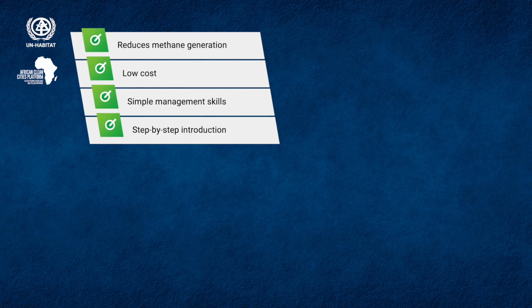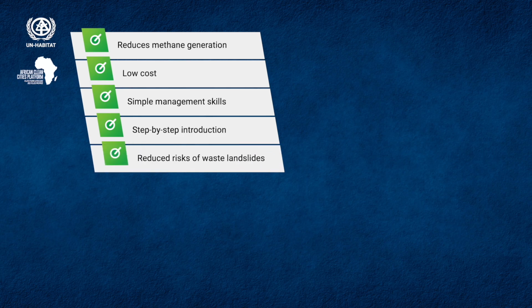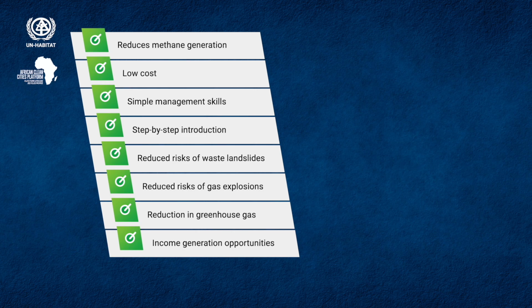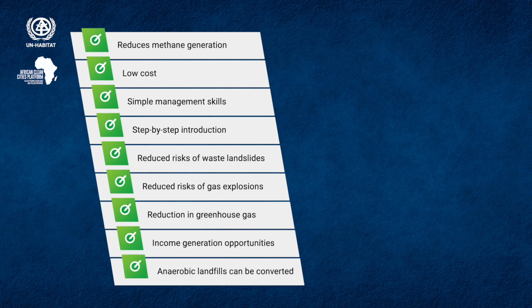It can minimize risks of waste landslides, methane gas explosions, greenhouse gas emissions, particularly methane, and air and water pollution. It can even create income generation opportunities for people at and around the site. And semi-aerobic landfilling can be introduced by converting existing anaerobic landfills. So, if your city already has anaerobic landfills, you can still consider the rehabilitation of these by introducing the semi-aerobic landfilling method.